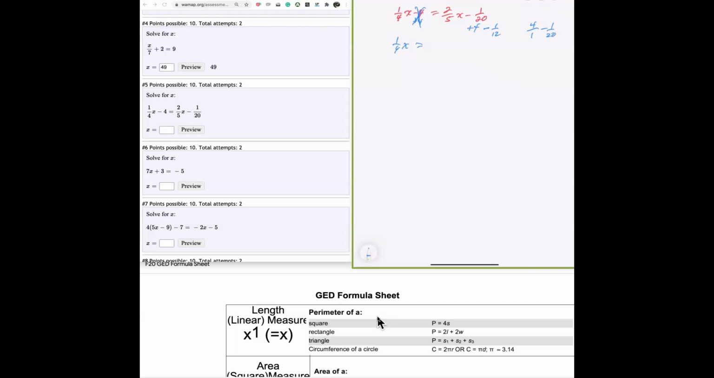I wrote 12th over there. It's been a long day. But I'm having another cup of coffee, so I should be good. 4 minus 1/20.